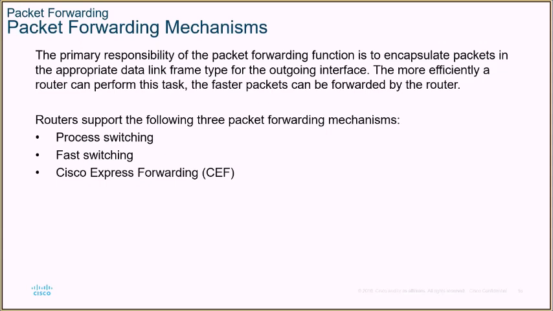Now fast switching is basically the first packet in a conversation will go through that process switching that I just mentioned, going into RAM and the CPU doing it, but it gets a little smarter in that it will also update a specialized forwarding table in hardware so that any subsequent packets in that conversation can be switched straight through hardware without the CPU and RAM being involved. So they call that fast switching.